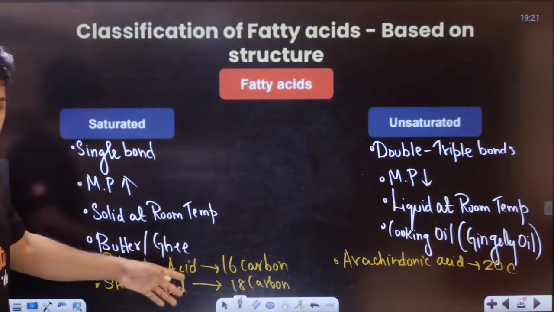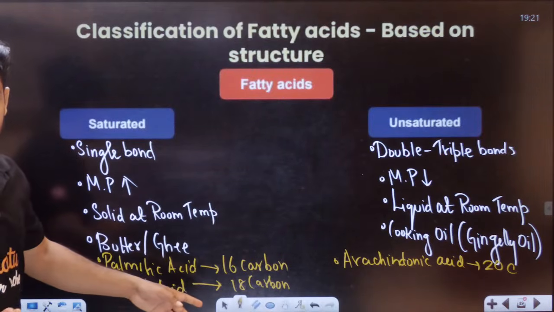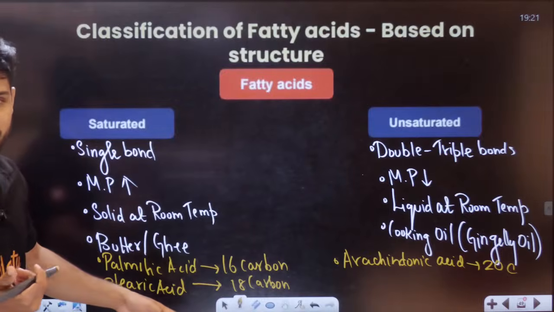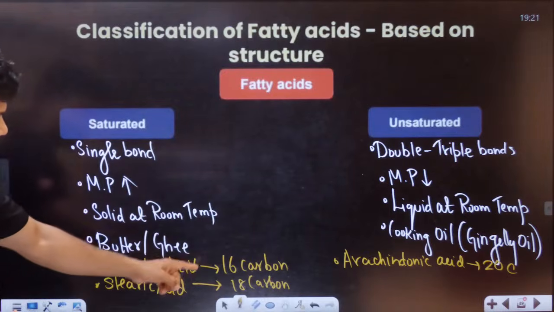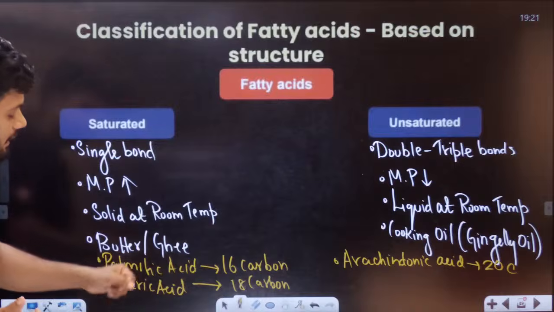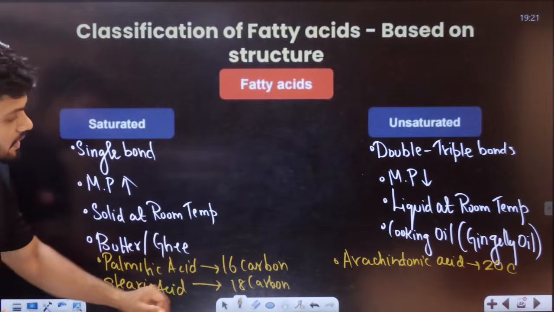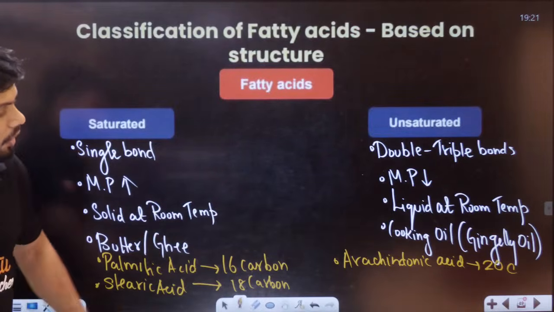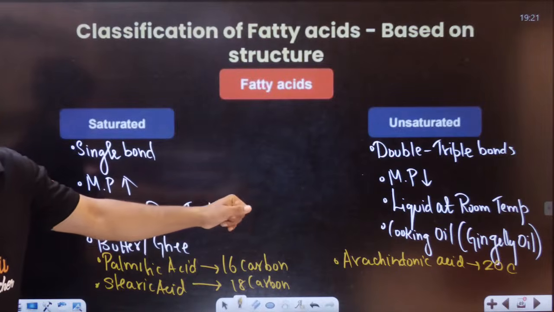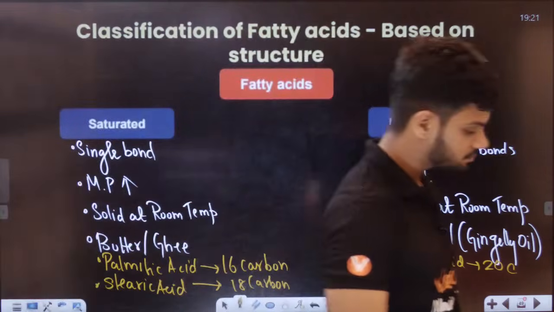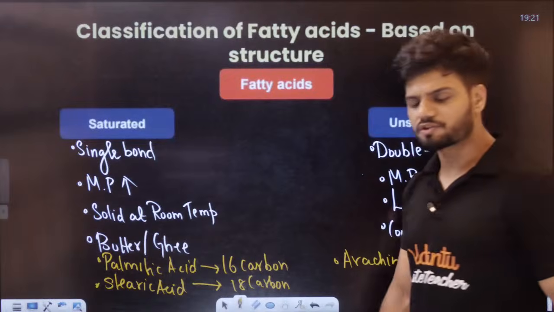So there are different examples in the exam, students. In examination, they will ask you directly the number of carbons in palmitic acid, the number of carbons in stearic acid, the number of carbons in arachidonic acid. How many carbons are there? They can ask you directly like that. Okay, students. Now, let me ask you something.